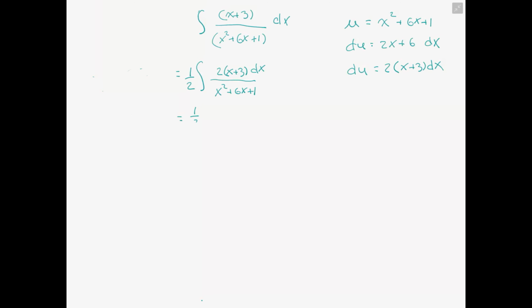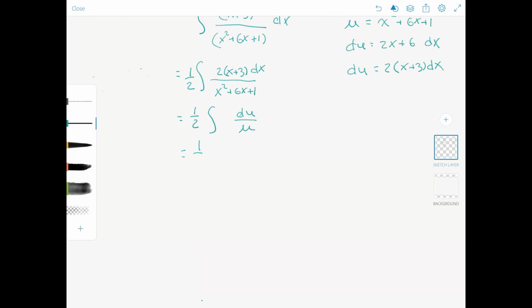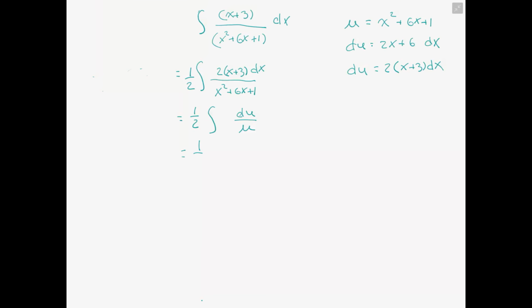And x squared plus 6x plus 1, and 1/2 here. And now we've got our 1/2 integral of du over u. And again, now we have, whoops, that's not a 3.